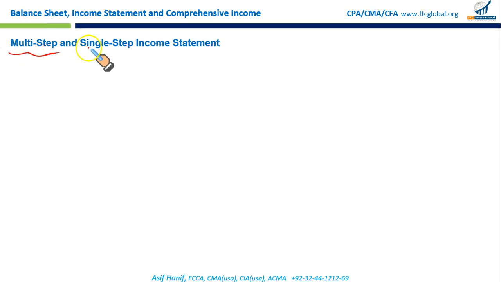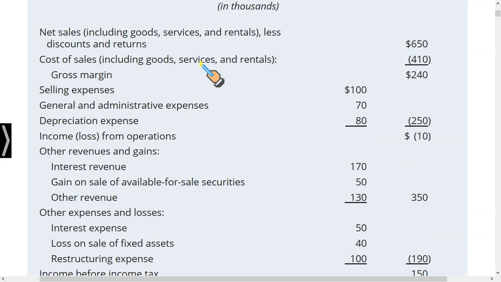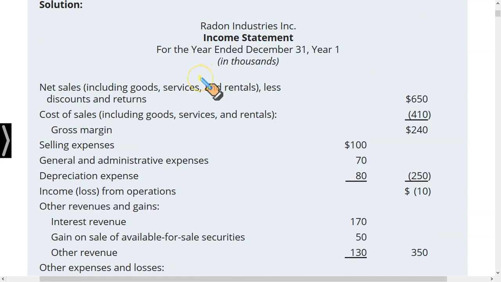Then we have the multi-step and single-step income statement. Let's see. This is your multi-step income statement, where you have sales, then cost of sales, and this gives you gross profit. Then you deduct your selling and administrative expenses, and you get your operating profit.